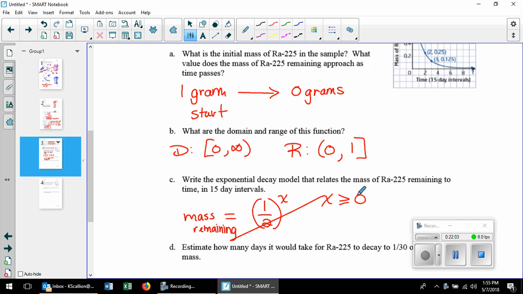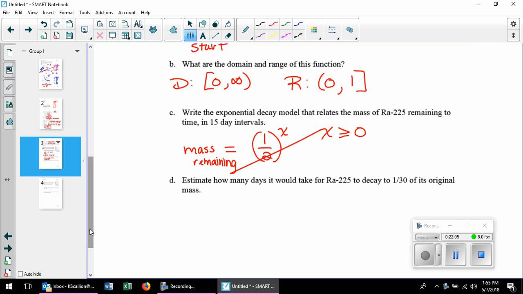Now there's another formula that you could have done. M equals M initial times 1/2 to the x. M initial being the original amount that you started with, which was 1 here. Does that make sense to everybody? If I was starting with 200 grams of radium, that is a lot of grams.